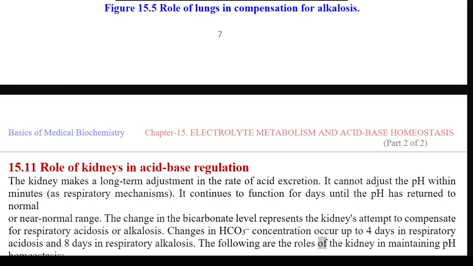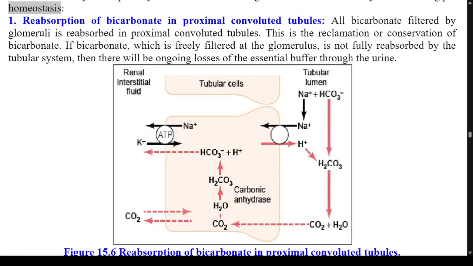The following are the roles of the kidney in maintaining pH homeostasis. 1. Reabsorption of bicarbonate in proximal convoluted tubules. All bicarbonate filtered by glomeruli is reabsorbed in proximal convoluted tubules. This is the reclamation or conservation of bicarbonate. If bicarbonate, which is freely filtered at the glomerulus, is not fully reabsorbed by the tubular system, then there will be ongoing losses of the essential buffer through the urine. Figure 15.6 Reabsorption of bicarbonate in proximal convoluted tubules.